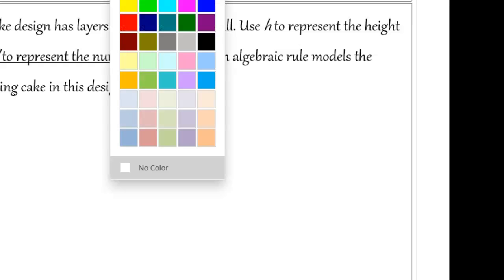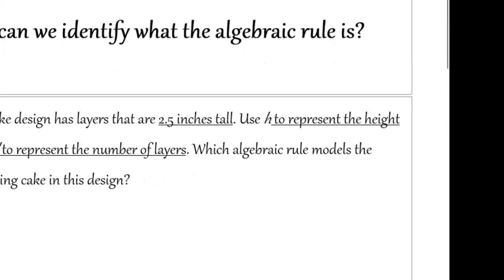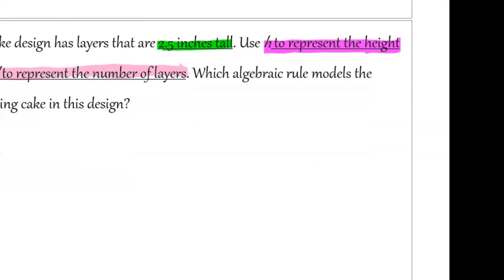So for this, we want to make sure to highlight any important key factors that we see here. So here we can highlight any keywords that are important. So we have H that represents the height. Then we have L that represents the number of layers. So we want to make sure to highlight that. And one more thing, we have this 2.5 inches tall. So how will that setup look like?